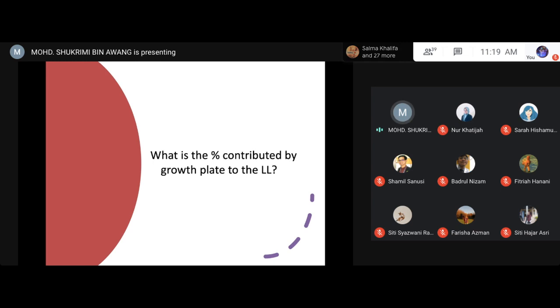Okay, let's say the patient had trauma or infection to the knee joint at the age of 10 years old. So we want to know at maturity, when the patient stops growing, how much limb discrepancy there will be if you don't do anything, right? So by knowing how much growth is contributed by each growth plate, we can estimate, we can predict how much the true limb discrepancy will be at maturity. Okay, are you clear why we need to know that?